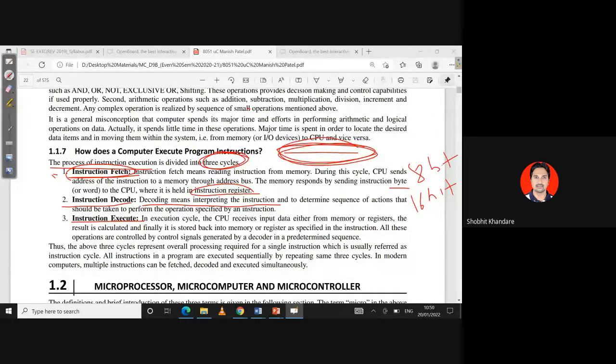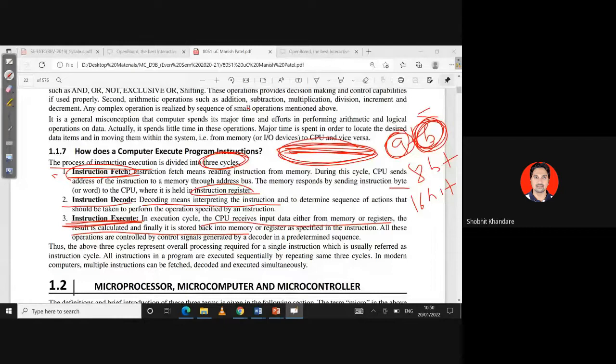मेरा इंस्ट्रक्शन सपोज था a plus b, तो a कहाँ से लेना, b कहाँ से लेना और रिजल्ट कहाँ पे स्टोर करना, ये सब एग्जीक्यूशन में होता है, इंस्ट्रक्शन एग्जीक्यूशन में। Because in there the CPU receives input data either from memory or register. ये a मेरा मेमोरी में है या रजिस्टर में है, b मेरा मेमोरी में है या रजिस्टर में है, वो that will be specified in the instruction itself. Okay, then the result is calculated and finally stored back into the memory or register.